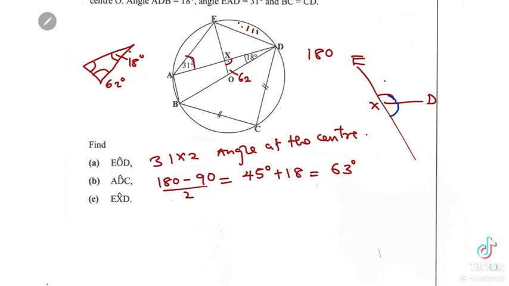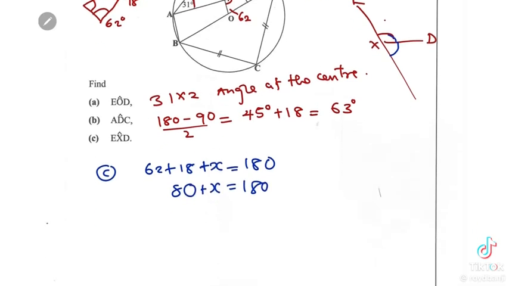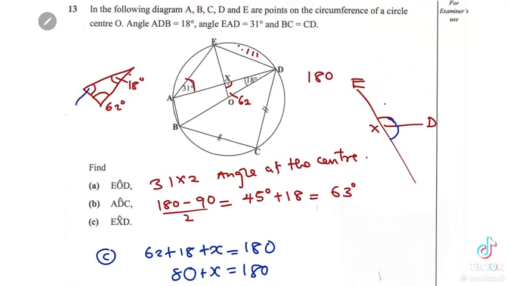So now what are we going to do? There we are going to say, that is for C question, please. We are going to add 62 plus 18, then plus that part we do not know, X, is equal to 180. 18 plus 62, that is 80. So 80 plus X equals 180. So you're going to say 180 minus 80 gives us 100. So this angle that you're seeing here is 100.